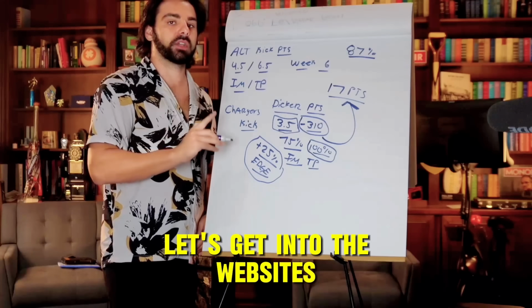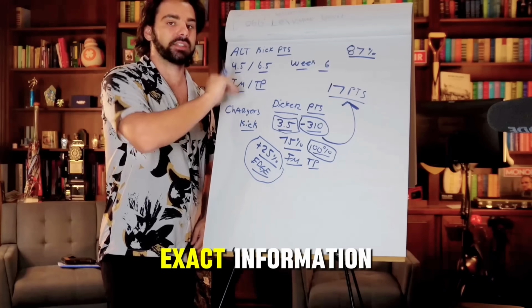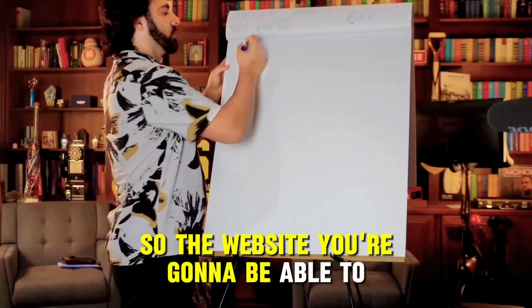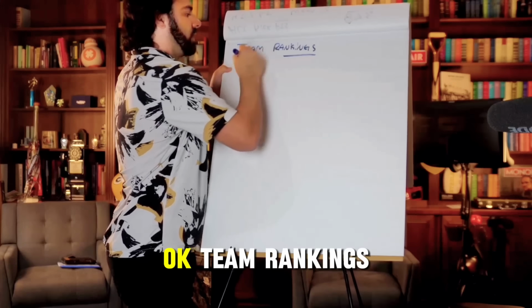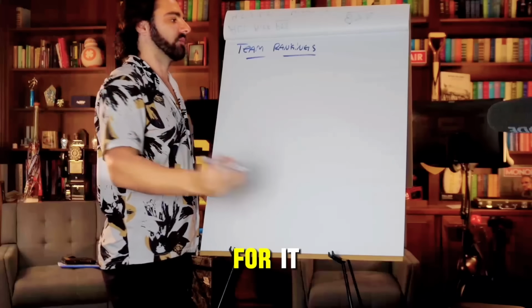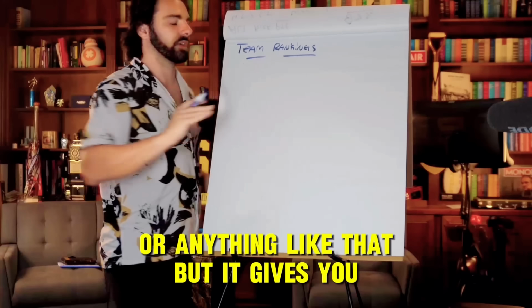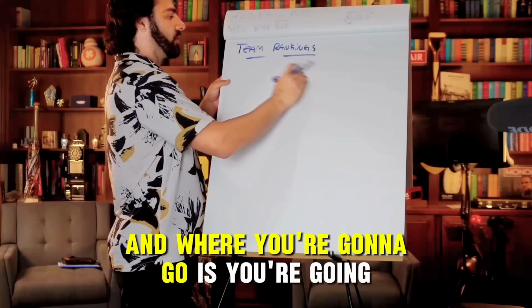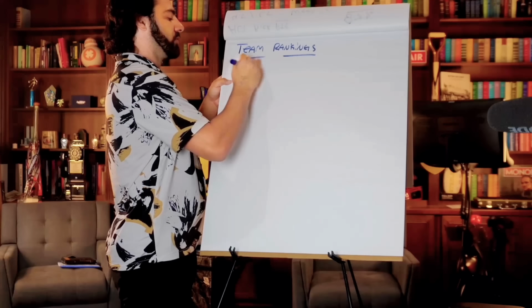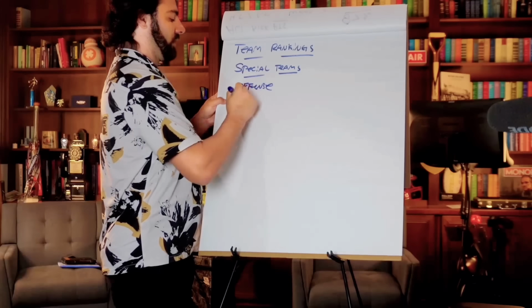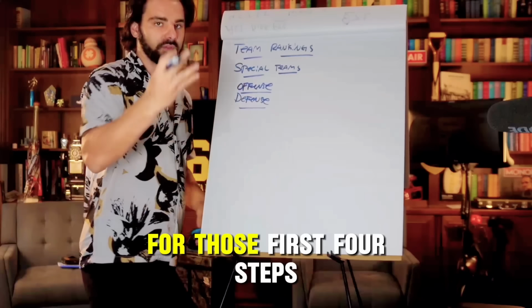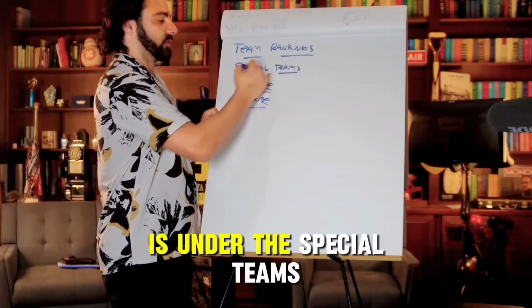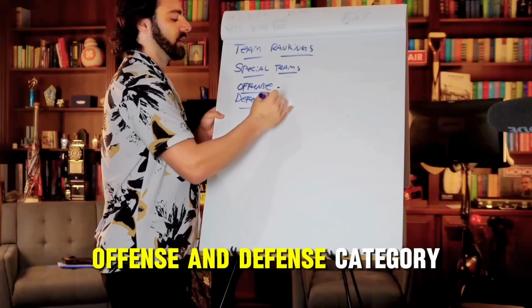Now let's get into the websites where you're going to be able to find that exact information. The website where you're going to be able to find all this information is Team Rankings. Team Rankings is a free website. You're not going to pay for it or anything like that, but it gives you a tremendous amount of stats. Where you're going to go is special teams, offense, and defense. That's where you're going to find the stats that I showed you for those first 4 steps, under the special teams, offense, and defense category.